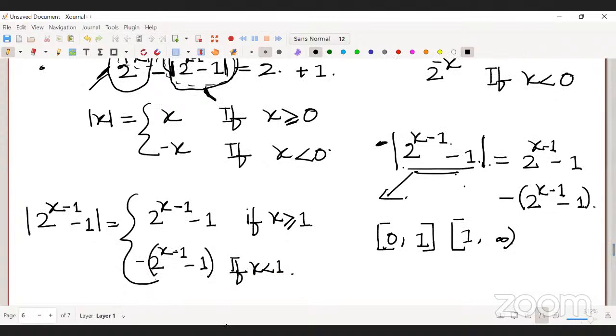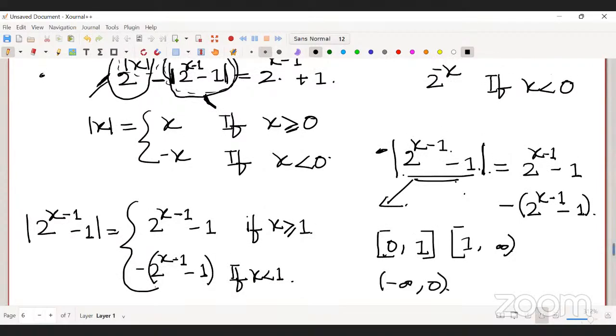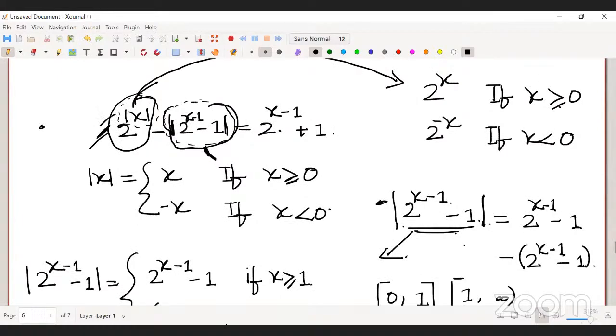And the next thing is minus infinity to 0. This is negative as well as this is negative. So now you have to take 3 cases and solve accordingly. Is it clear? Yes, sir. Okay.